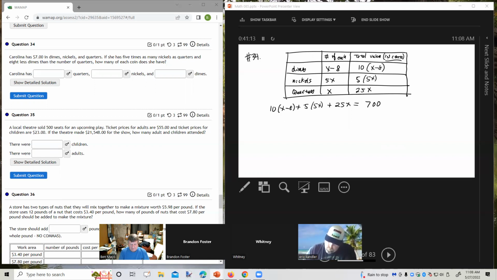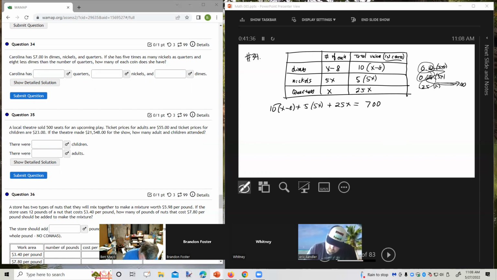Are you okay with that? The alternative approach is you would use 0.10 times X minus 8, 0.05 times 5X, 0.25 times X, and you would have it all equal to 7.00. That would be doing it in dollars because these are units of dollars.